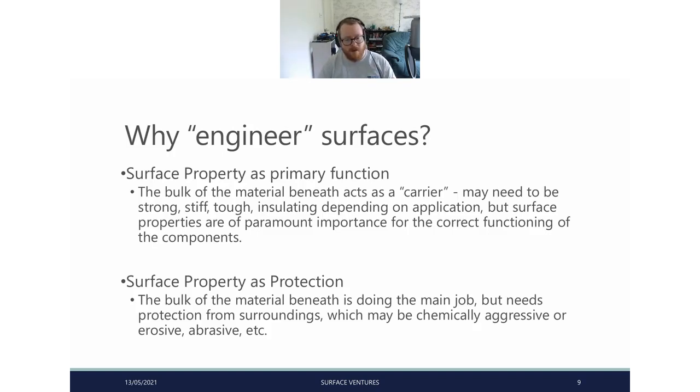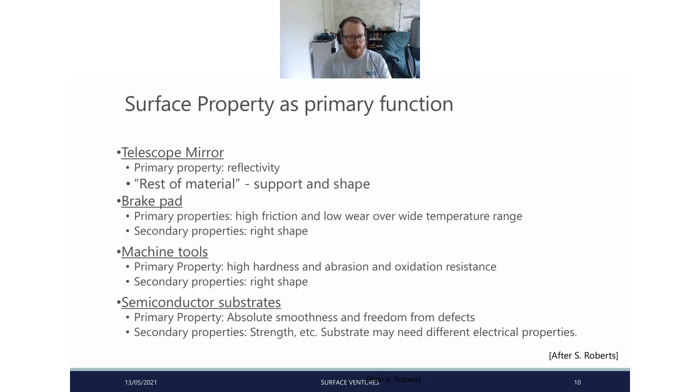So having chemically inert surface layers as compared to what could be a reactive surface. So a few examples of where the surface property is the primary function here. So telescope mirror. The primary thing for a telescope mirror is to have excellent reflectivity. You want to capture, especially for deep space observations, you need extremely good reflectivity to capture as much of the light as possible, to try and direct that. And shape as well is important, of course, but that is handled by the rest of the material.